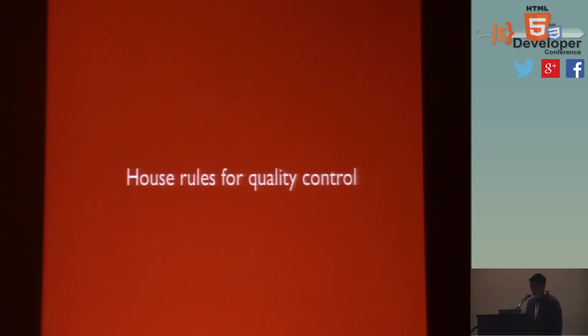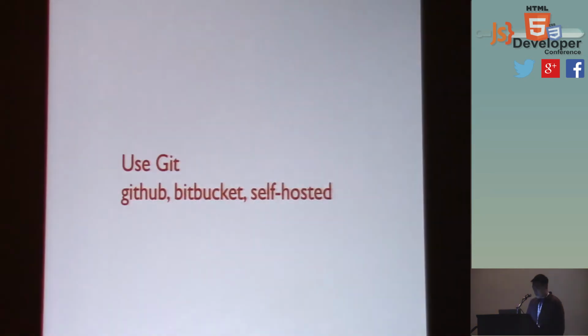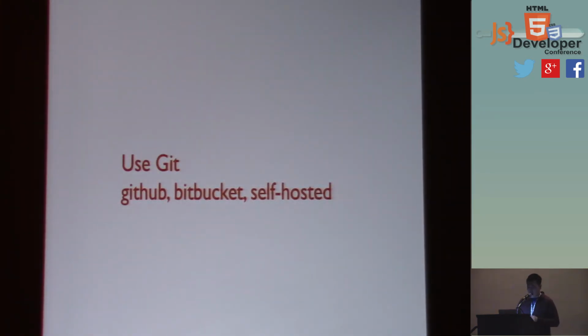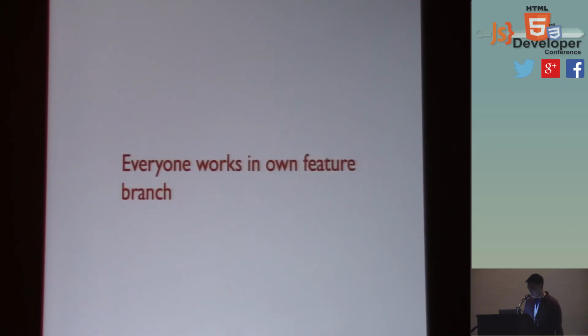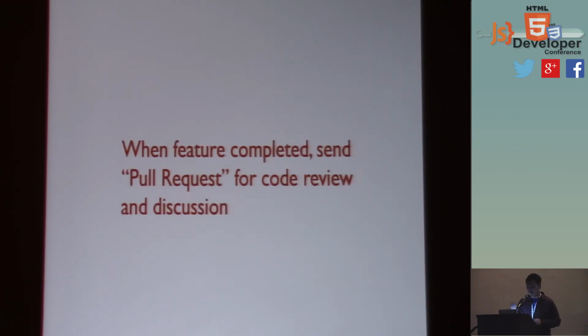Let's talk a little bit about house rules for quality control. Pretty much every team or every client I work with has this set of rules in place. Almost everybody is using Git, no matter if it's hosted as a private GitHub or a private Bitbucket, or you have your self-hosted Git repos on Linux or DigitalOcean or AWS. And everyone is always working in their own feature branch. And when the feature is done, you send a pull request.